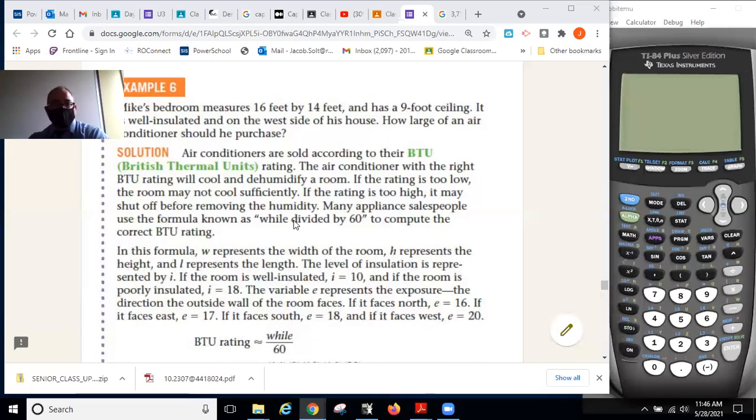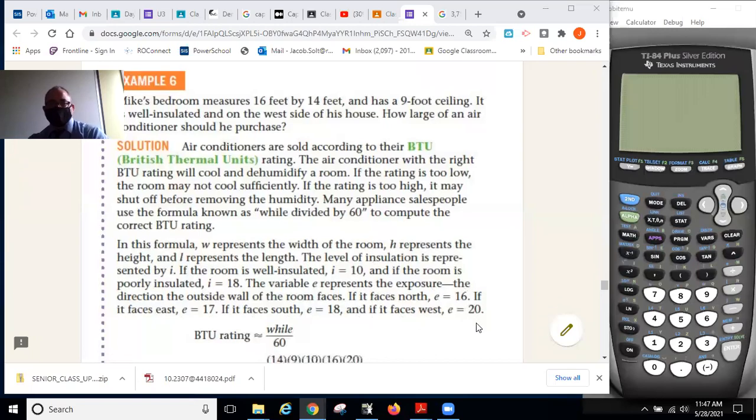And the variable E in WHILE represents the exposure, the direction the outside wall of the room faces. If the room faces north, E is 16. You just put 16 in for E. If it faces east, you put 17. If it faces south, E is 18. And if it faces west, E is 20.